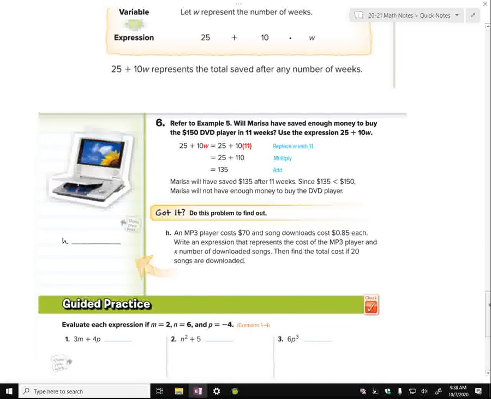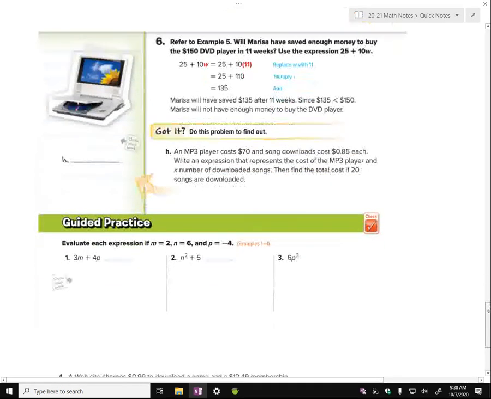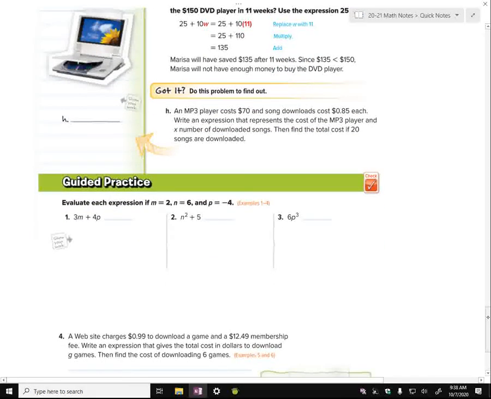Now to jump through this next one, after 11 weeks, which is W, she still didn't have enough. She's only had $135 of the $150 for her phone plan. That would be more up to date. Yeah, but she'll have $5 extra. Maybe she can buy from the dollar DVD rack. I don't know.